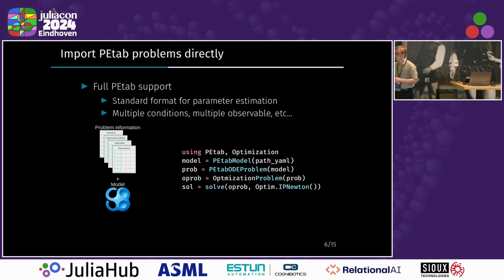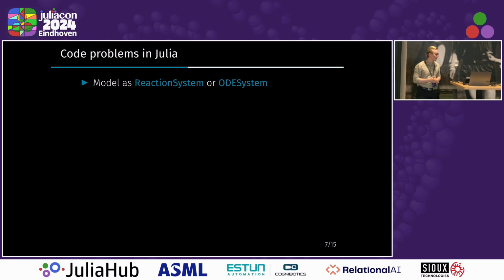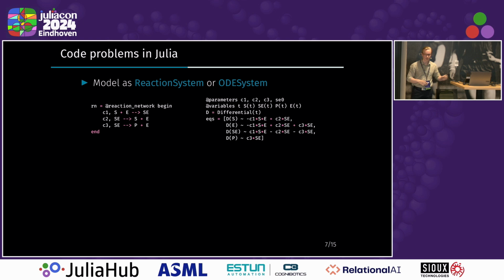But we also recognize that maybe not everybody wants to work with SciML files. So we also allow people to set up the parameter estimation problems themselves in Julia. And here, we allow your dynamic model to be provided as a Catalyst reaction system or as a ModelingToolkit ODE system. And I know this is the old syntax for ModelingToolkit. We are in the process of updating to version 9, but we are waiting on Catalyst, which is our core dependency.